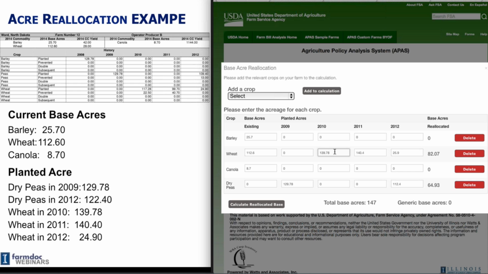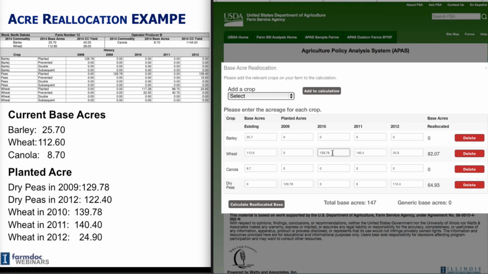That doesn't mean you planted 147 acres on this farm across different crops each year, but that is the base that is established for this farm, total base. So that's why they call it a reallocation, not a base acre update. A base acre update would imply that base acre numbers could change. Base acre numbers don't change, just how they're allocated. That 147 acres is allocated among the crops that you planted from 2009 to 2012, and that is what can change.